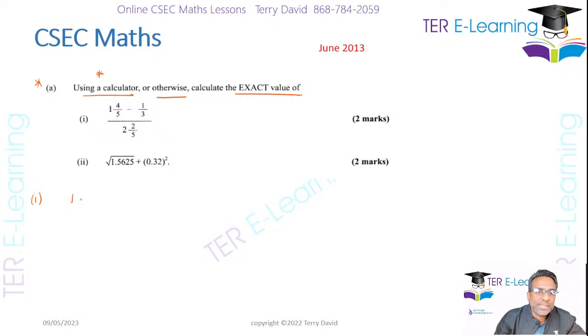So this first question here, and by the way, this is June 2013. Most of the recent examination papers have already been done on the channel, so I'm going further back now. So we have 1 and 4 over 5, minus 1/3, divided by 2 and 2/5. Now, the trick with these questions is that you have to work out the numerator first and then perform the division.